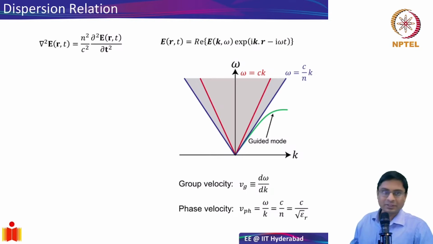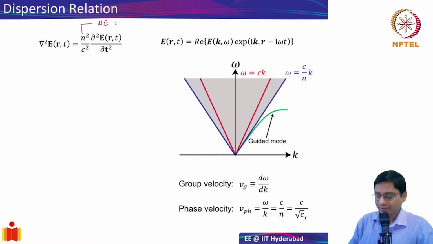So we are already familiar with the wave equation, right? We saw that the second order derivative in space is related to the time derivative. But in the previous lecture, we saw that this coefficient was mu epsilon. But why am I writing it as n square by c square? This is simple algebra, but I just want you to note this.